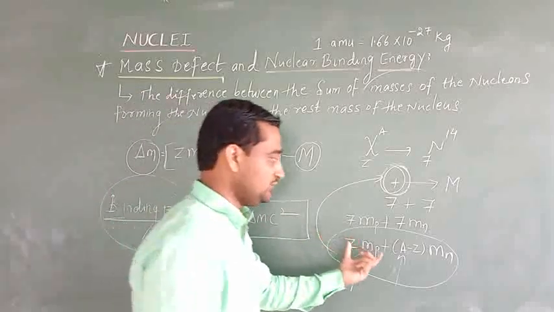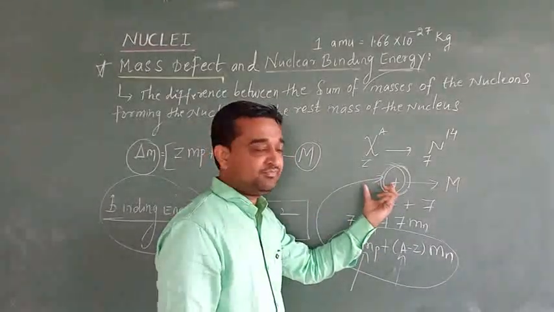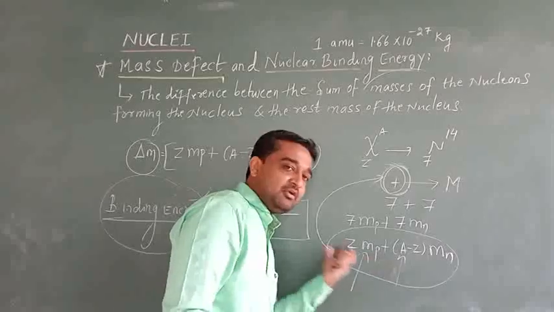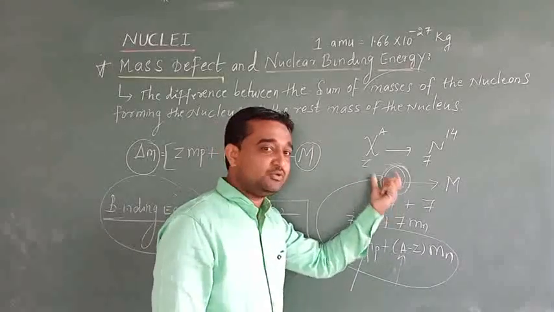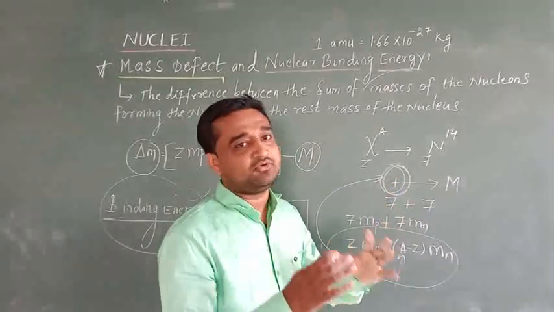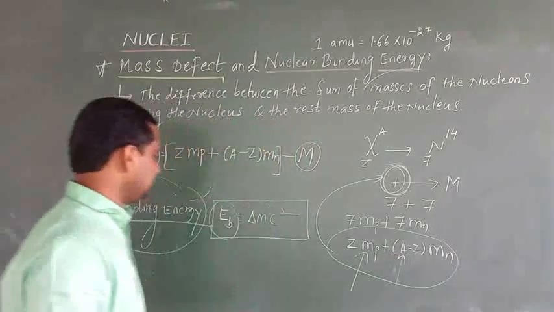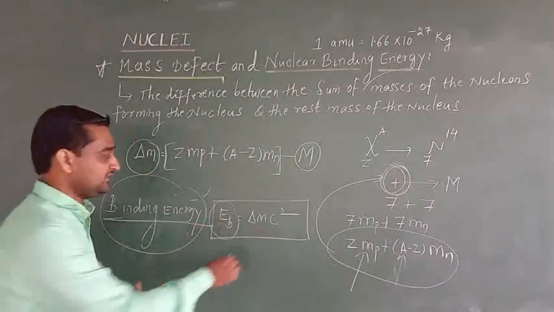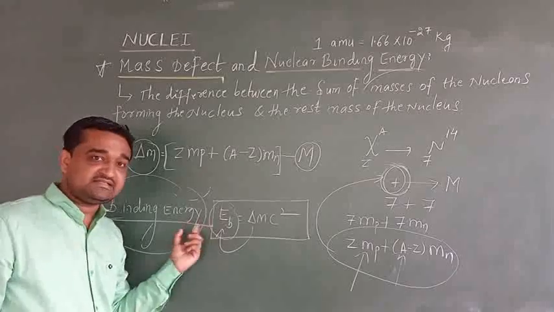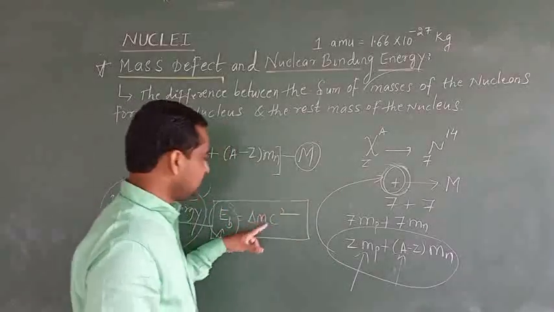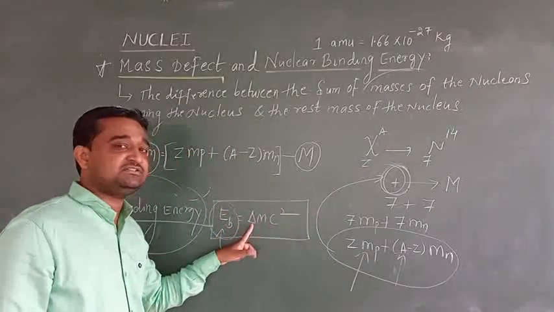Here the nucleus is formed from nucleons, right? For these nucleons to bind and form the nucleus, some amount of energy is needed. For that, some amount of mass is lost and it is converted into energy. That energy is used, that converted, this mass is lost, that mass is used for what?